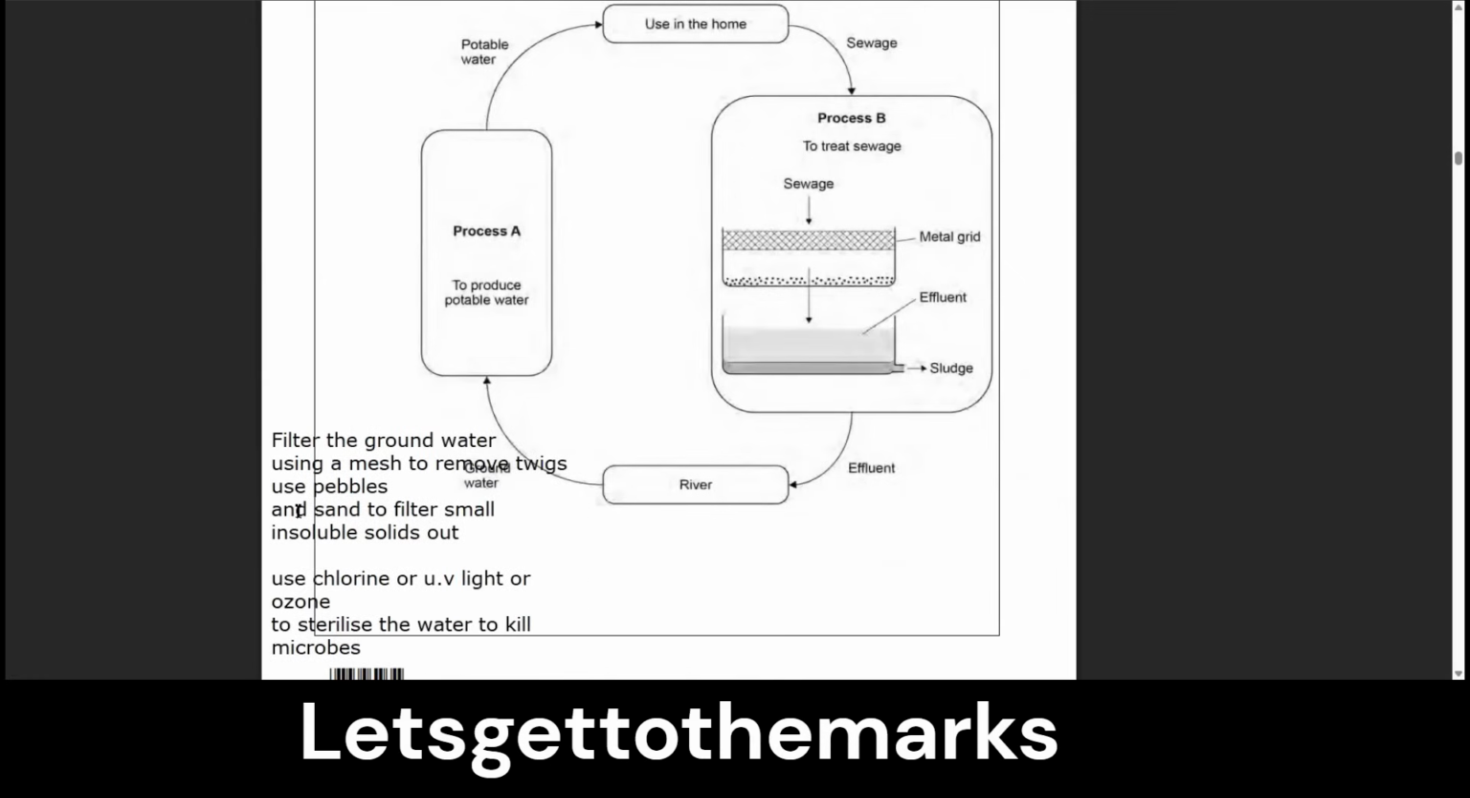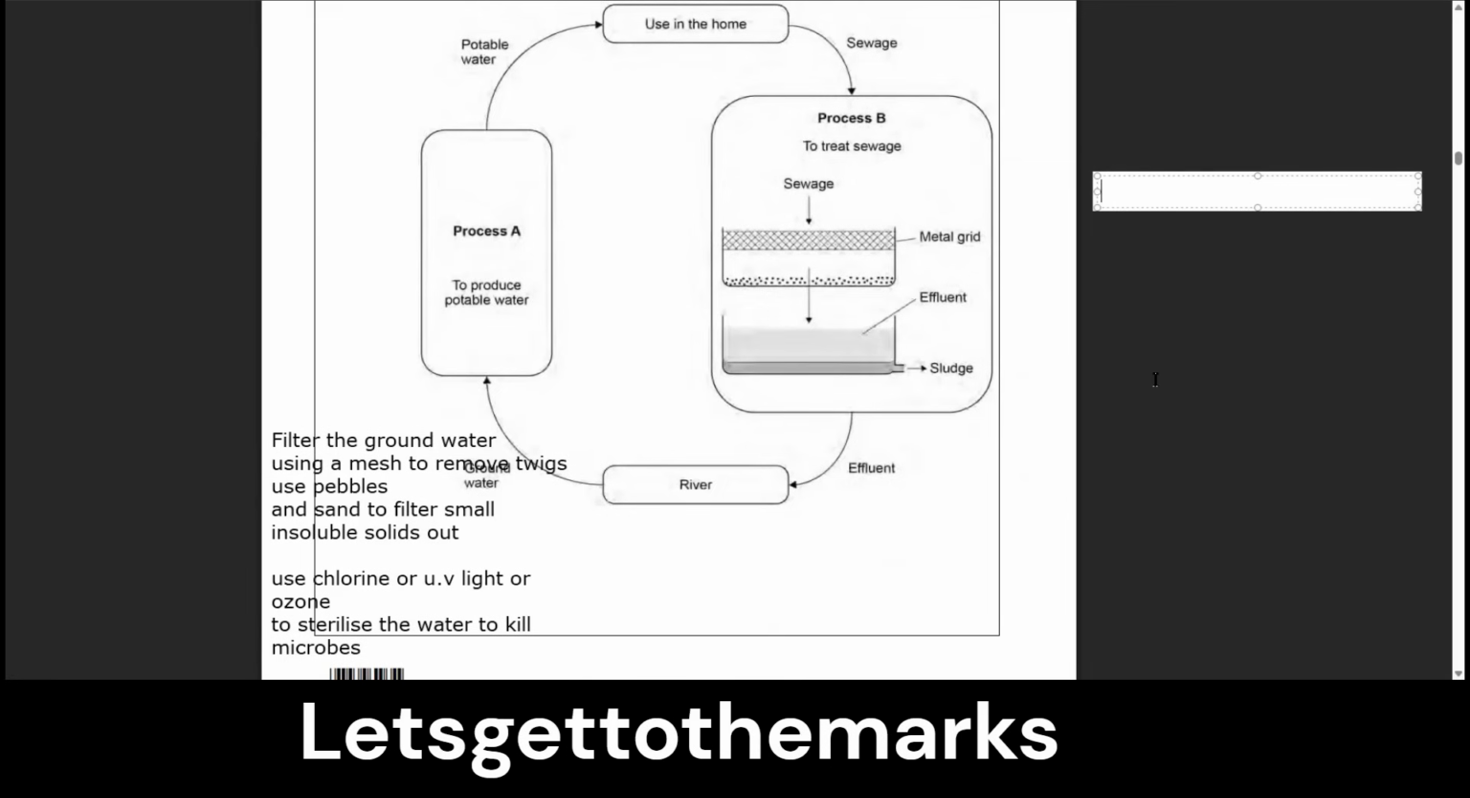Essentially that is how we're making potable water. We're going to filter the water using a mesh to remove large bits. We're then going to use pebbles and sand to filter out the small insoluble solids, bits of grit and dirt that are too small to get caught by the mesh. We're then going to hit the water with chlorine or UV light or ozone, and that will sterilize the water. It will kill any germs, and now it is safe to drink. And this is slightly different than process B, so we're going to have a look at process B now.